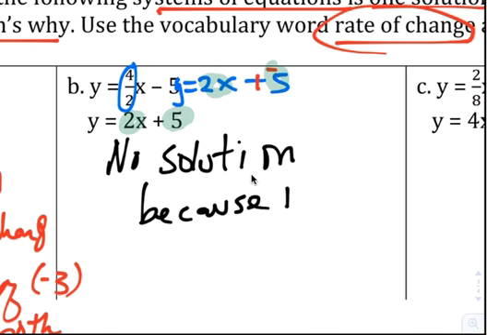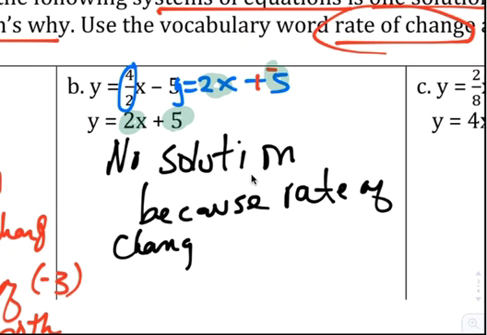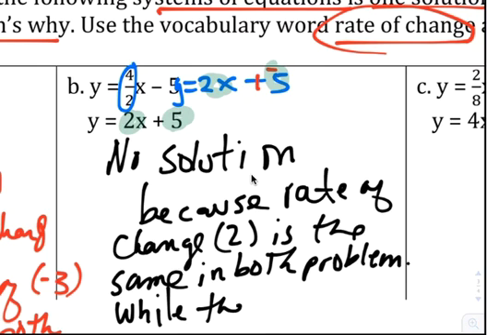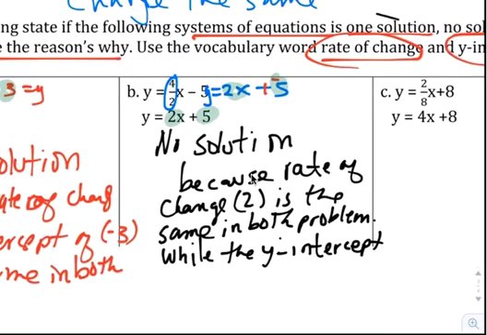The rate of change, two, is the same in both problems, while the y-intercept, negative 5 and 5, are different.